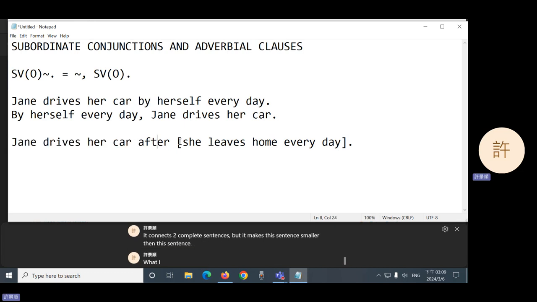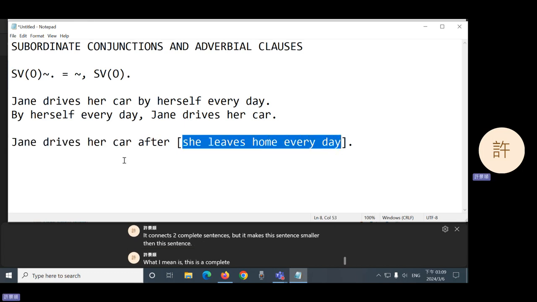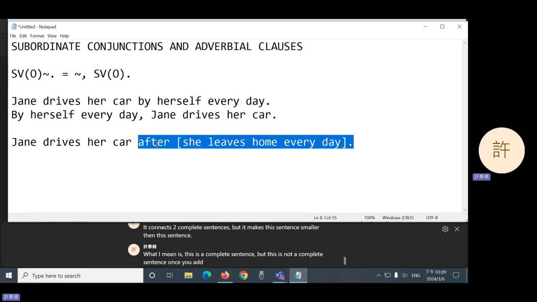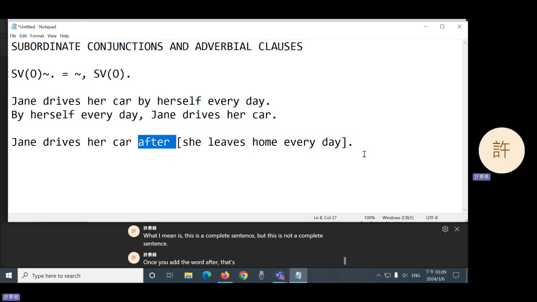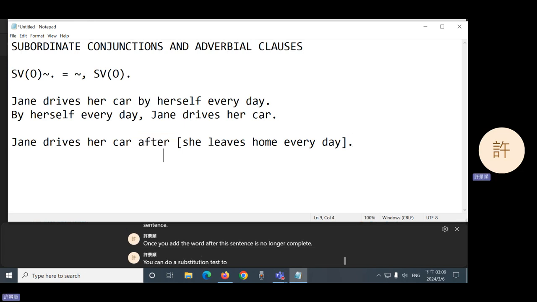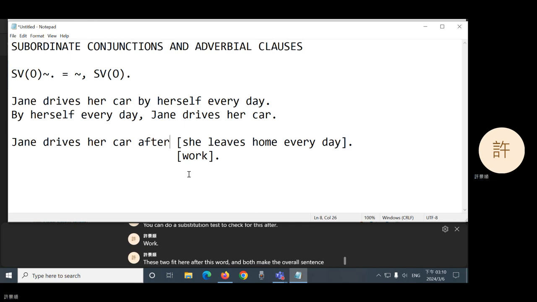What I mean is, this is a complete sentence, but this is not a complete sentence. Once you add the word "after," the sentence is no longer complete. You can do a substitution test to check for this. "After work." These two fit here after this word, and both make the overall sentence complete.